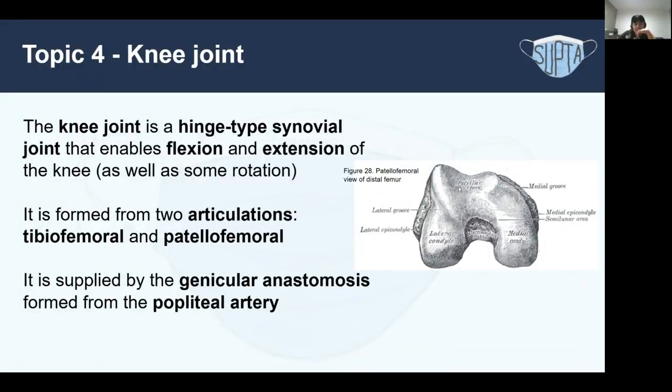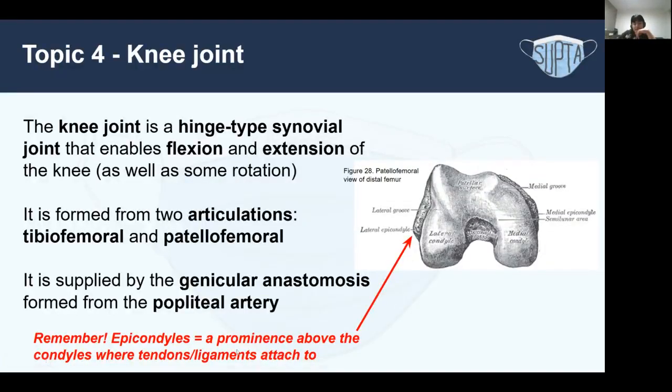Now, here is the patellofemoral groove. Patellofemoral means femur, so this is the femur, and this is the groove where the patella sits. You've got the condyles, which we talked about earlier, and in between you've got the intercondylar fossa or depression. You've got the epicondyles. An epicondyle is a prominence above the condyle, and it's usually where the tendons of the muscles and ligaments attach. So remember, condyle is for articulation, epicondyle is for origin and insertion.